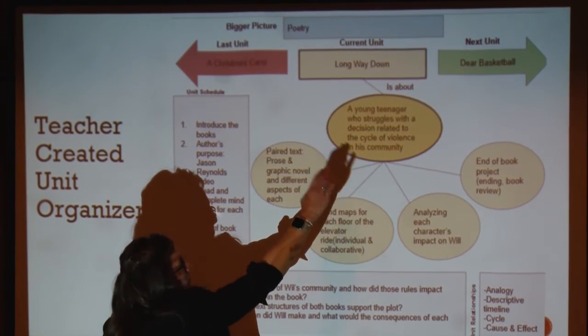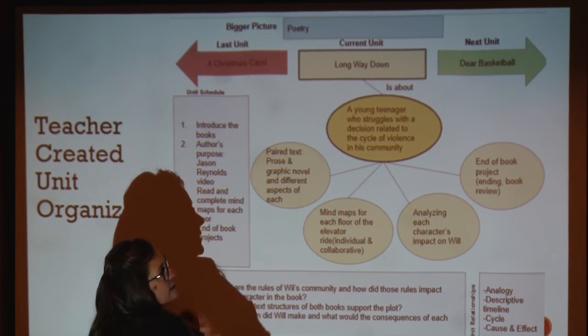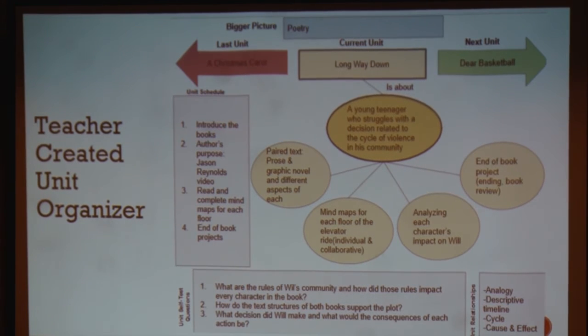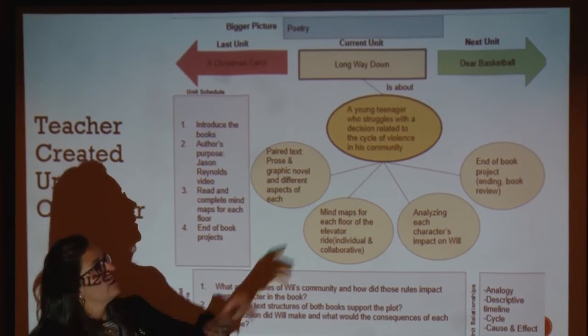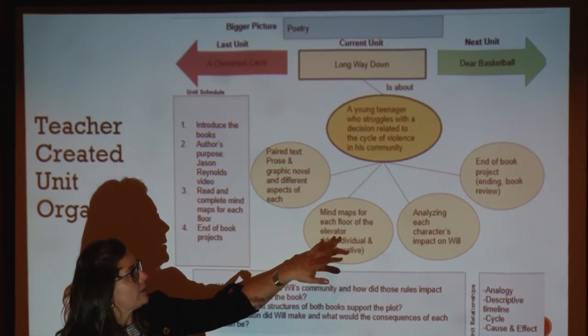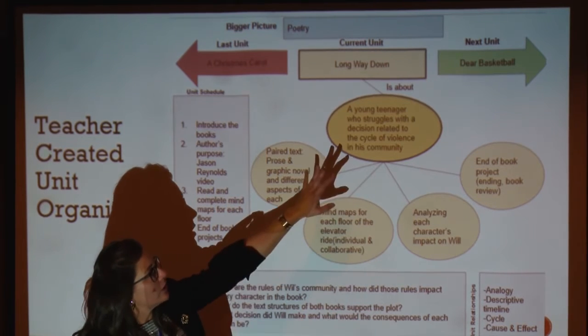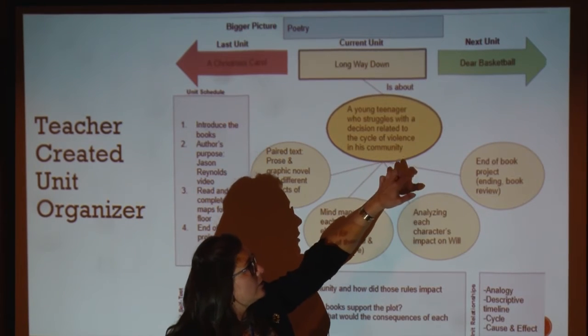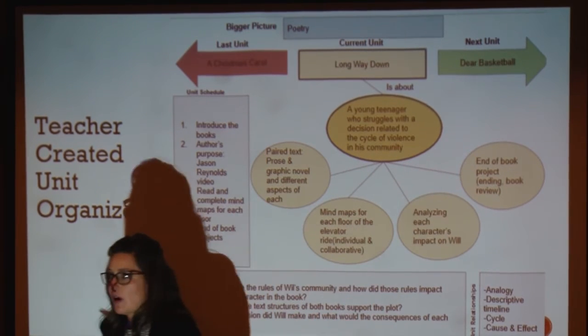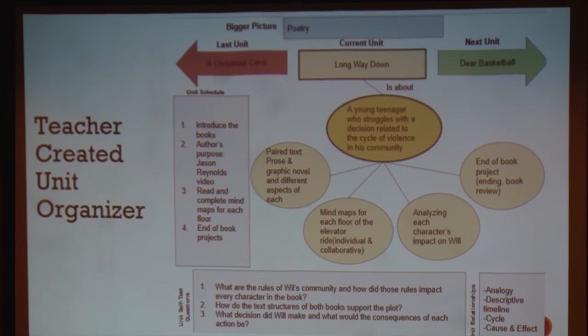So then you do that, it is about, and then it connects to the bigger concepts, right? The Long Way Down is about a young teenager who struggles with a decision related to the cycle of violence in his community. And they're going to learn that through paired text, prose and a graphic novel, in different aspects. They're going to learn that using mind maps for each floor of the elevator ride. They're going to learn that by analyzing each character's impact on Will, and they're going to demonstrate their understanding with that end of the book concept project. So she treated those subtopics very much like here were the steps within how you're going to share what you learned.